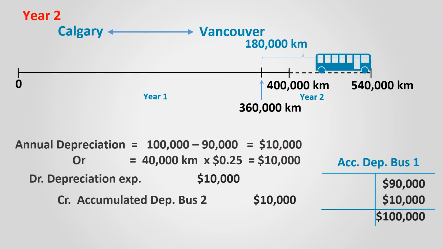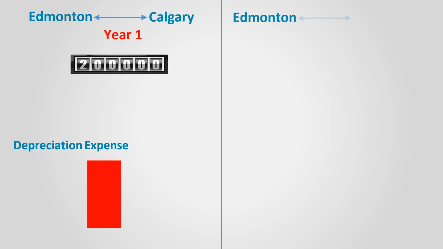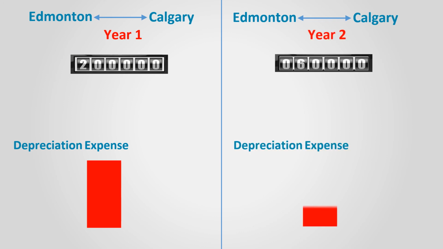If the bus is still in good shape and can be used further, the business could use it, but it won't record any depreciation expense for it in the future. Notice that this method depends on the usage of the asset. When the asset is highly used, such as in year 1 for the Edmonton to Calgary bus, it gets charged with a higher depreciation expense. When it is used less, such as in year 2, its depreciation expense is lower. However, this method is not suitable except for assets whose usage can be clearly measured in commonly acceptable and measurable units.